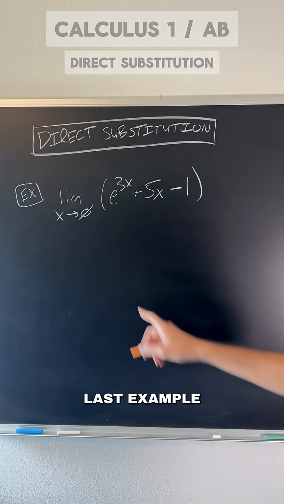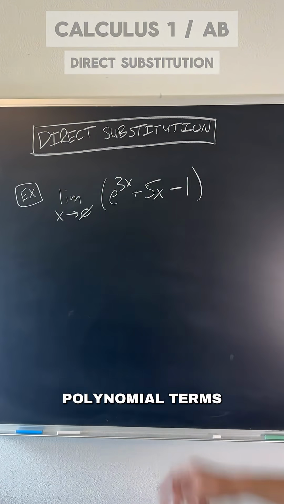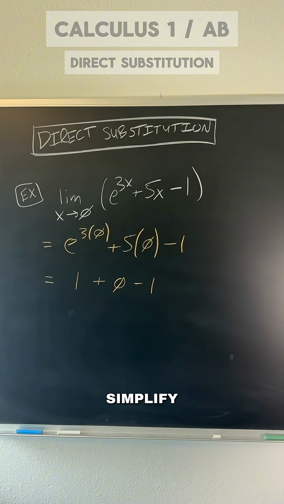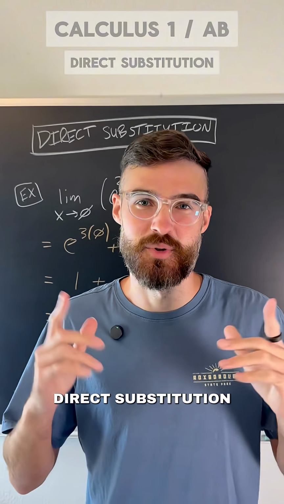Taking a look at our last example, we see that we're finding the limit of not only an exponential, but also of some polynomial terms. Both of those are continuous, and therefore we can use direct substitution. So we go ahead and plug in 0, we simplify, and end up with a final answer of 0. And there you have it, direct substitution.